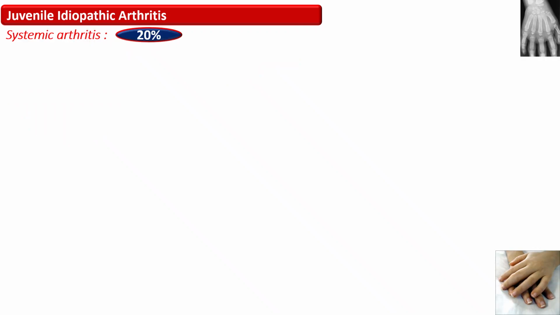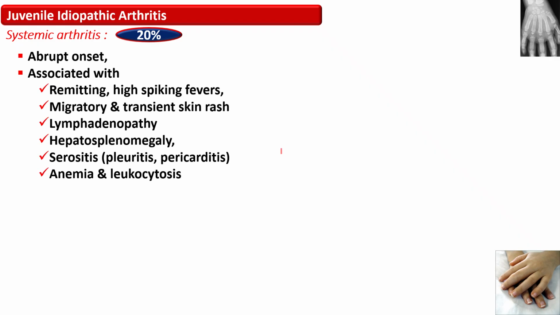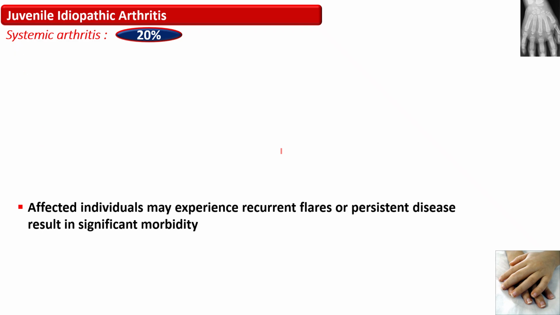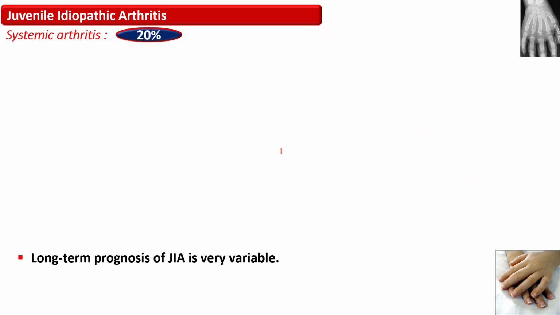The polyarticular disease with systemic symptoms affects 20% of the cases of JIA. This disease is abrupt in onset and associated with spikes of high-grade fever, a migratory skin rash that is transient, lymphatic adenopathy, hepatosplenomegaly, serositis, both pleuritis and pericarditis, anemia, and leukocytosis. The people may experience recurrent flares of persistent disease, and it results in significant morbidity.